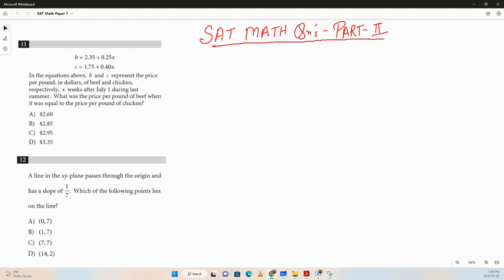Hello, everyone, and welcome to the second part of SAT Math, in which we are going to solve from question 11 to question 20 of the first SAT paper. If you haven't watched the previous session on SAT Math questions, please refer to part 1 of this series, in which we have solved question 1 to 10. So, without further ado, let's get started with the question.